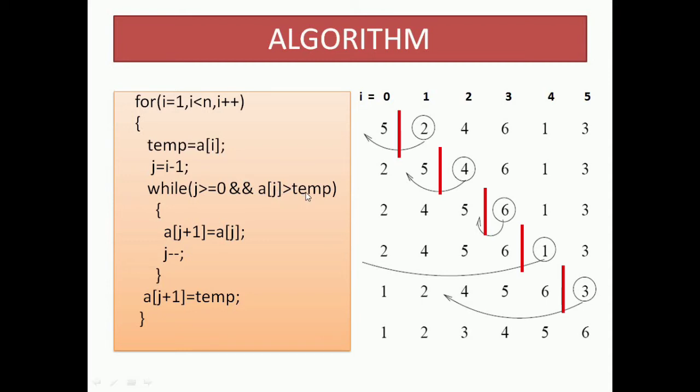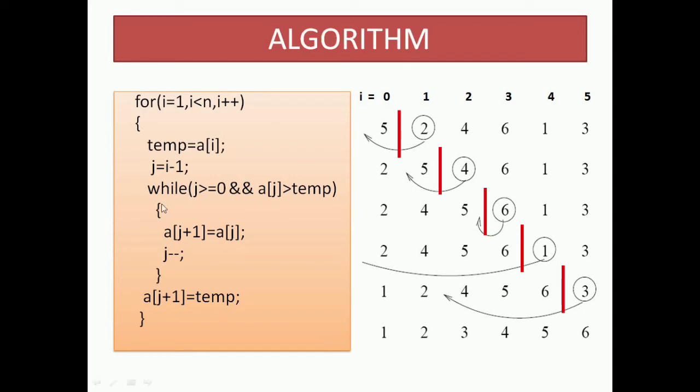Now, if both conditions are true, we shift the values from the sorted list, which is written as a of j plus 1 is equal to a of j. Here, the value of a of j is assigned to a of j plus 1, not the other way around. And then we decrement the value of j, till the value of j reaches 0.